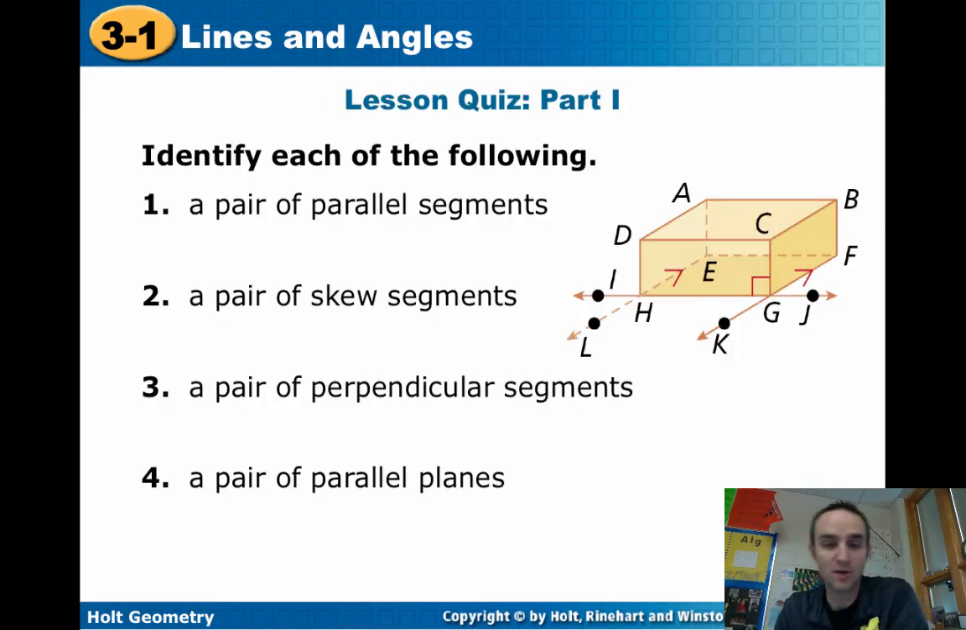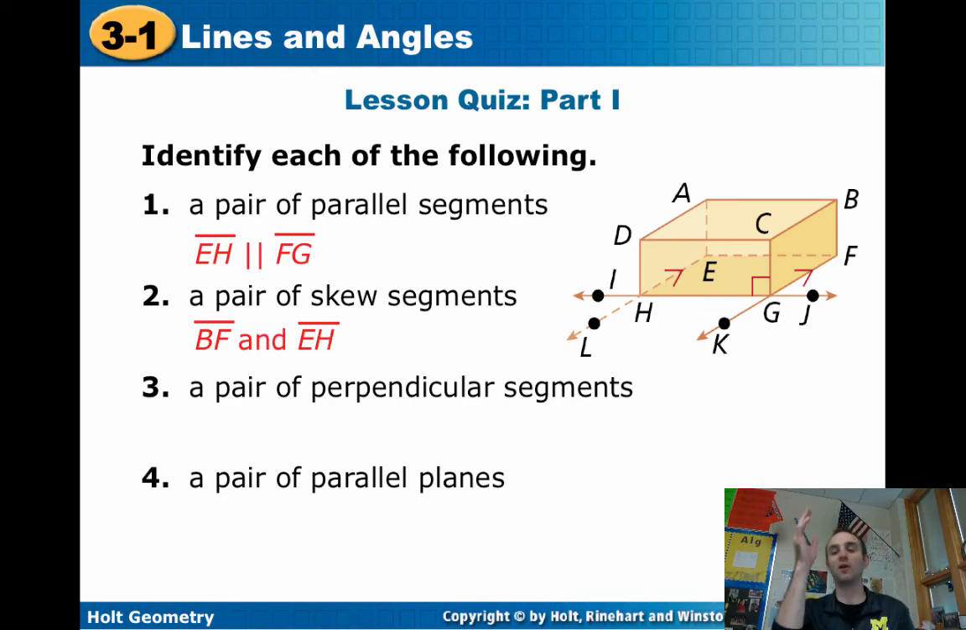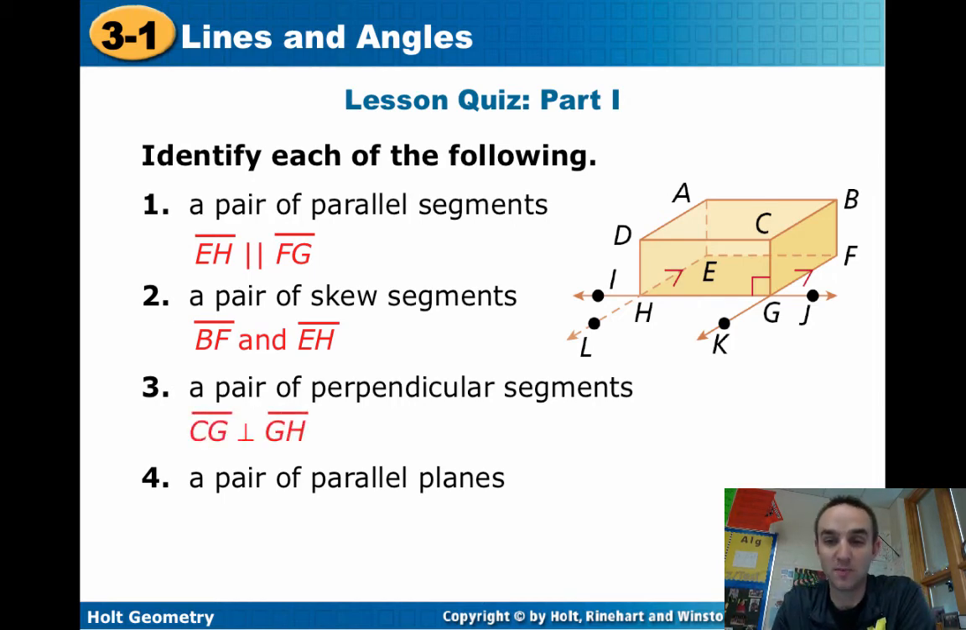Here's your lesson quiz. Try it, pause it, try it, come on back, see if you got the right thing. Okay, pair of parallel. You could have any number of things here, but EH and FG would work because specifically those have the arrows on it, right? So if those have the arrows, let's use those. Pair of skew segments could be BF and EH. That would work. Just make sure you have one going up and down, one going side to side, and they're not intersecting. Perpendicular, if we use the box, we would have CG and GH. Parallel planes, ABC, EFG. There you go.